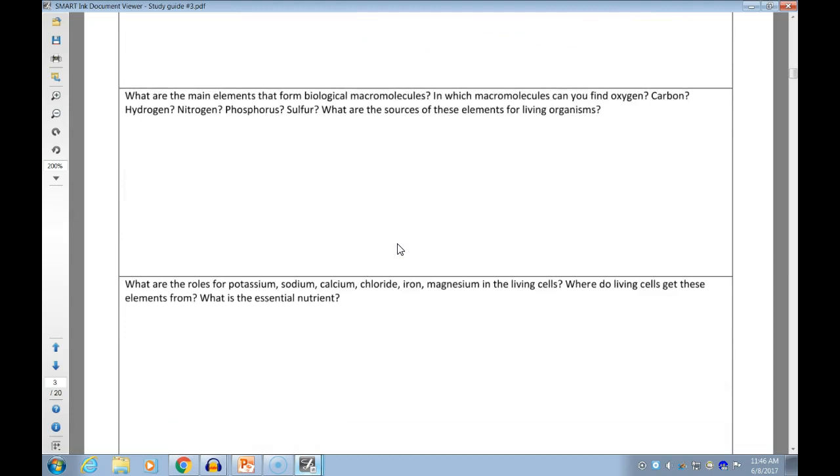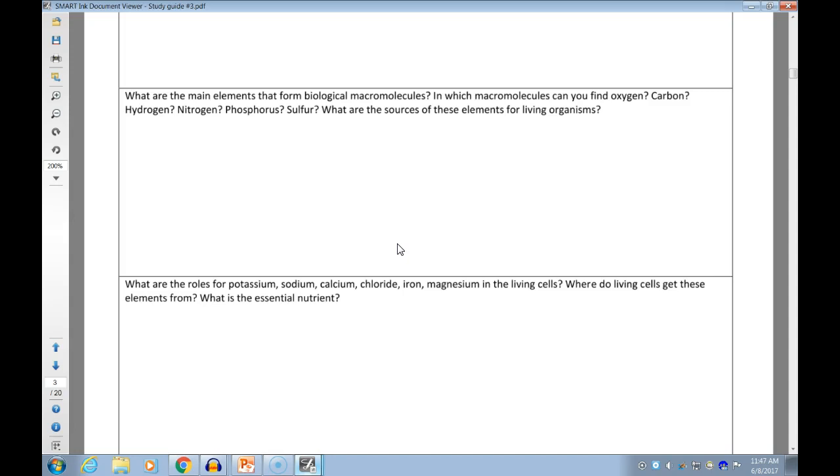Elements that form biological macromolecules. That list: carbon, hydrogen, oxygen, nitrogen, sulfur, phosphorus. That's it. Know where you're going to find them. Phosphorus: DNA, RNA, proteins, right? Phospholipids also.